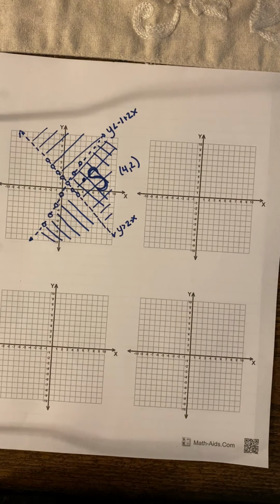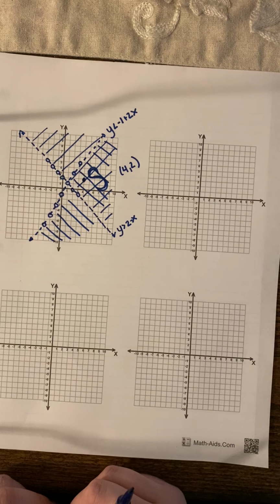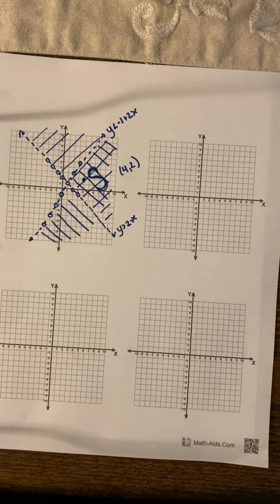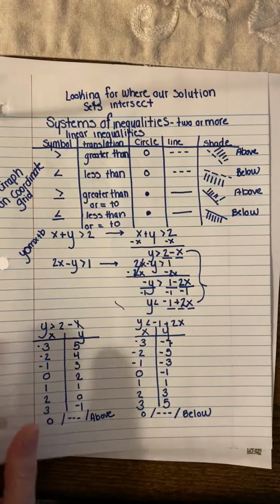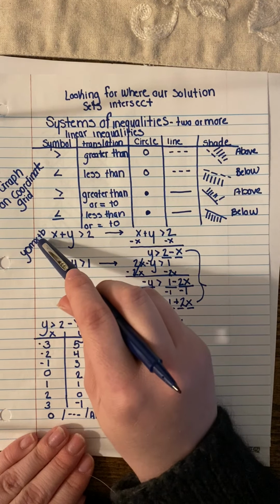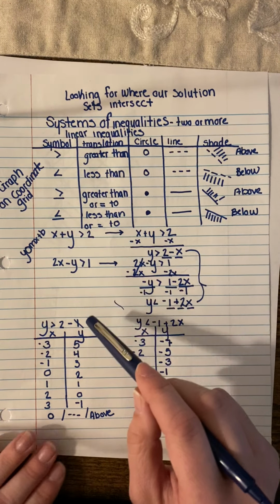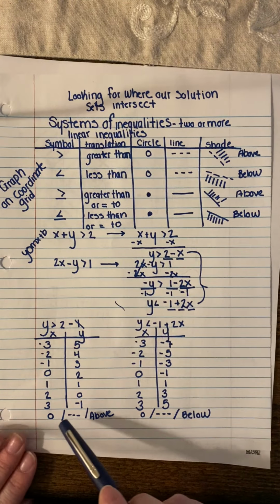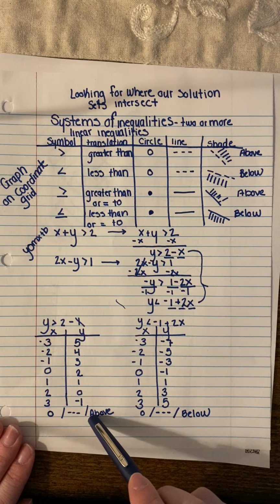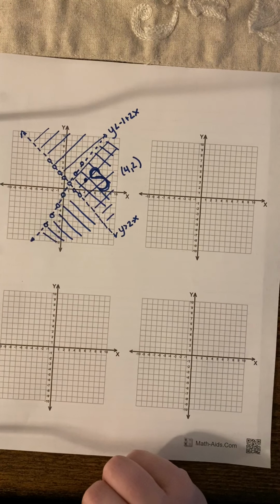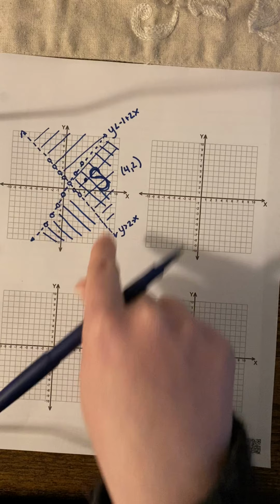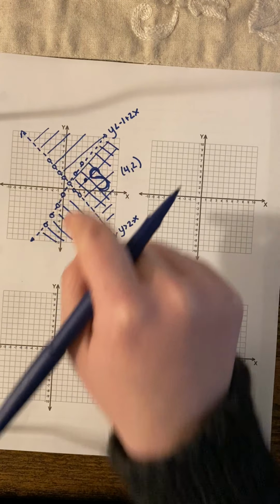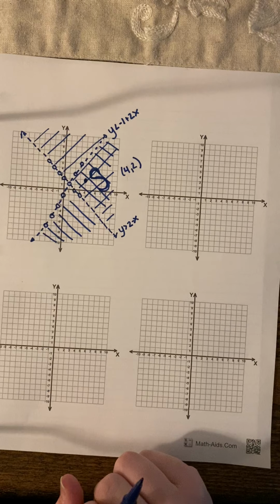So I just graphed one system of inequalities for you. You would take the same steps with any system of inequalities you get, okay? You first write them into slope-intercept form, which is y, inequality symbol, mx plus b. You then make a table for each, determine the circle type, the line type, and the shading. Then you can go to your coordinate grid and you can do the graph, okay? Remember, the solutions are where their shadings overlap or intersect, okay?